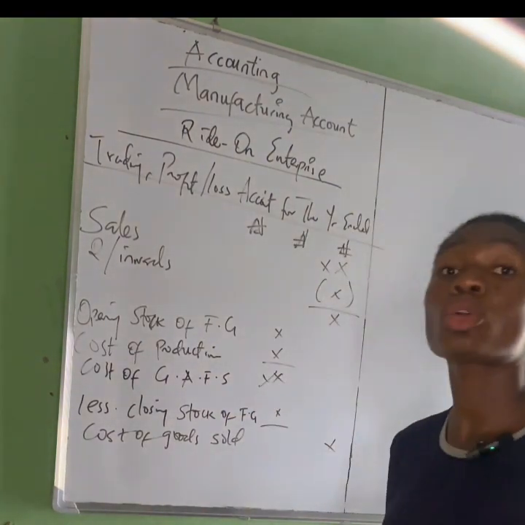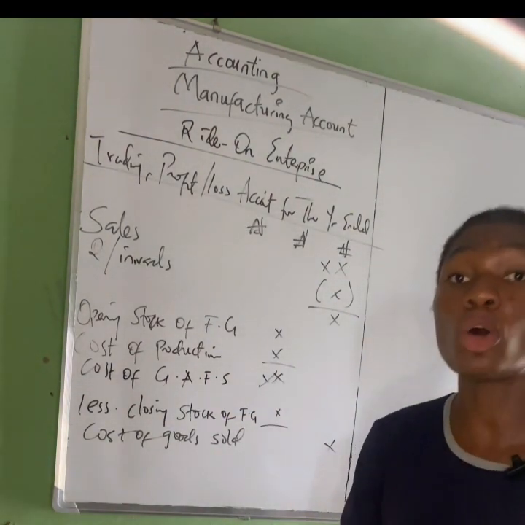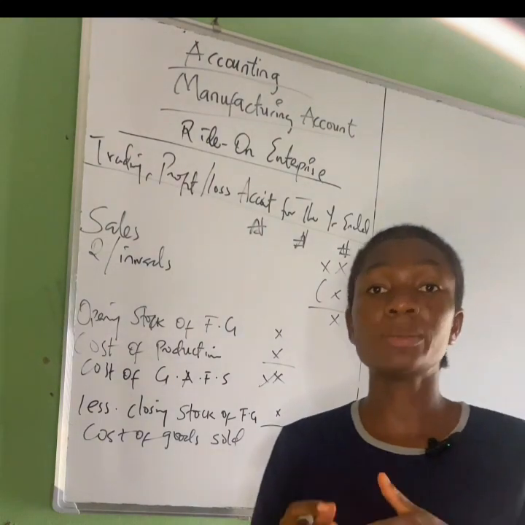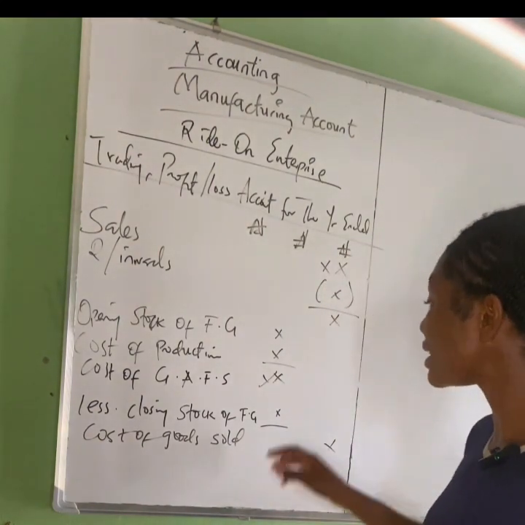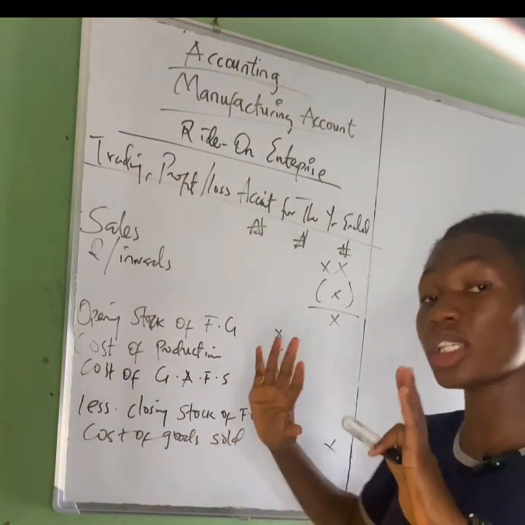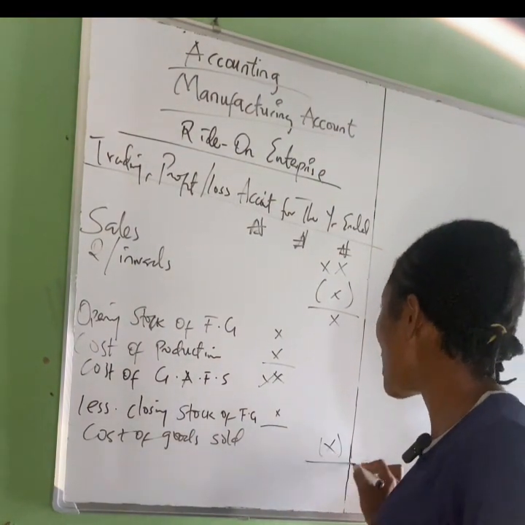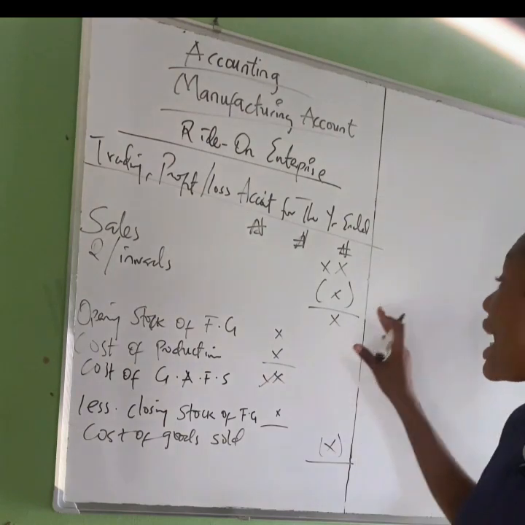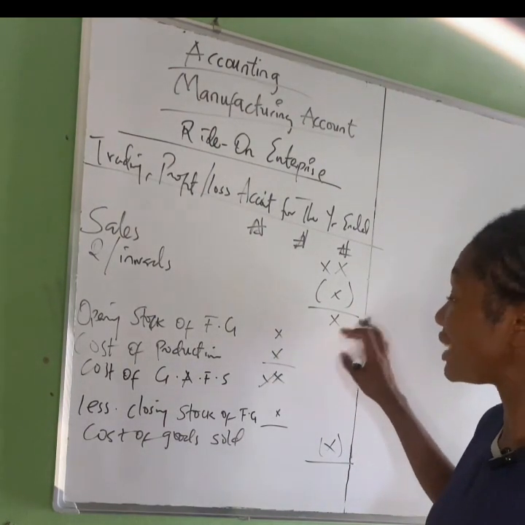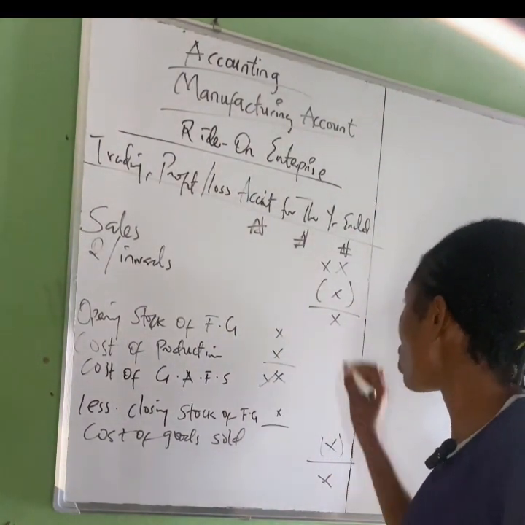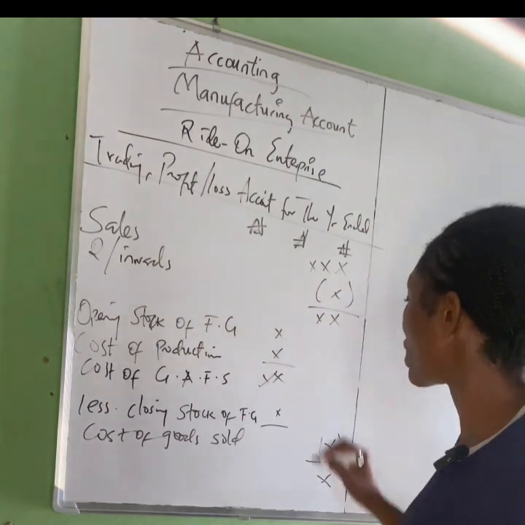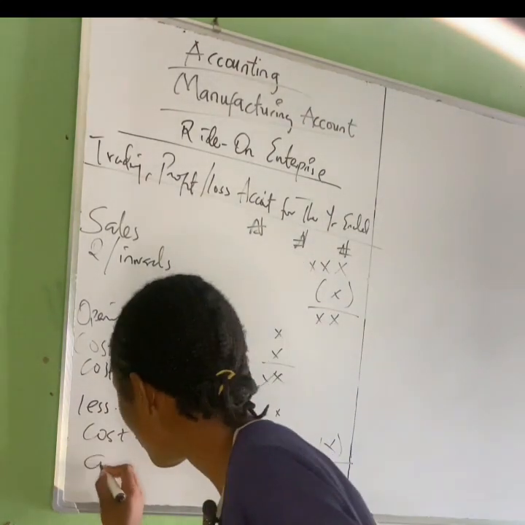So we less the closing stock of the goods that were unsold at the end of the business year, right? When we less, we get our cost of goods that was actually sold for that year. When we get the cost of goods sold and deduct it from our net sales, we have our gross profit.